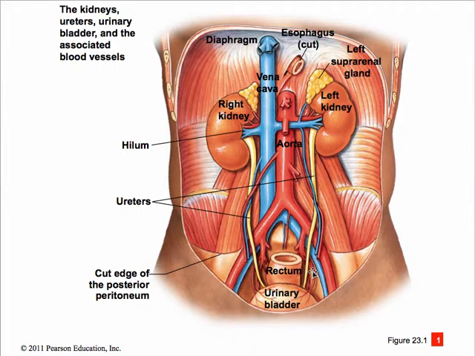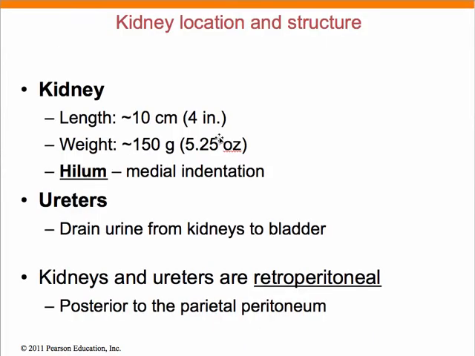The right and left kidney are not symmetrical. The left kidney is higher, the right kidney sits lower. The reason is because above the right kidney, remember, we have a very large liver that takes up a lot of space, so the right kidney is lower to compensate for that. An actual human kidney is about the size of a bar of soap. You can see it's about 4 inches in length.